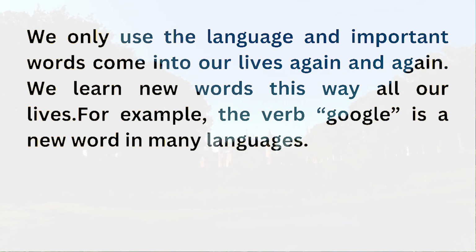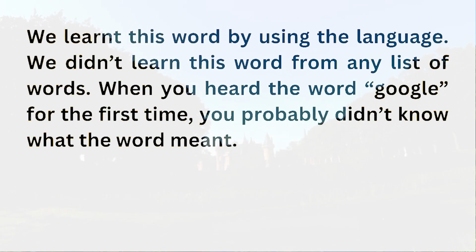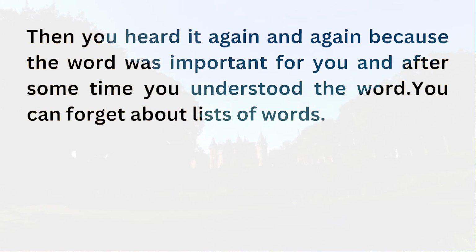For example, the verb Google is a new word in many languages. We learnt this word by using the language. We didn't learn this word from any list of words. When you heard the word Google for the first time, you probably didn't know what the word meant. Then you heard it again and again because the word was important for you, and after some time you understood the word.